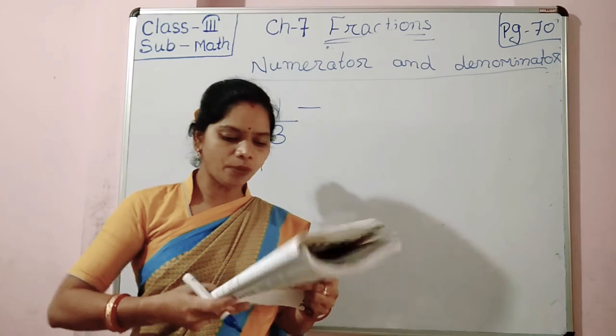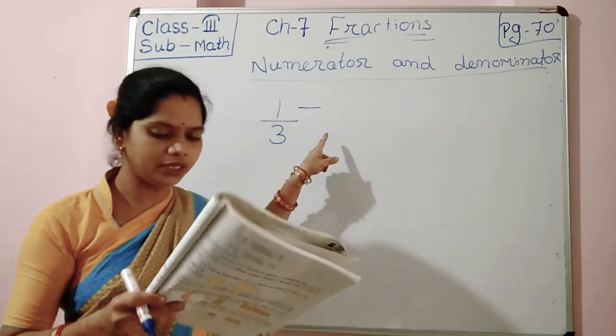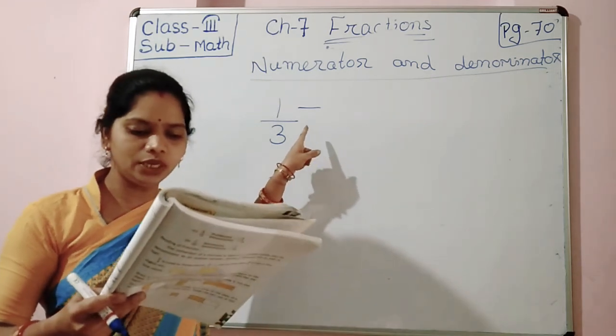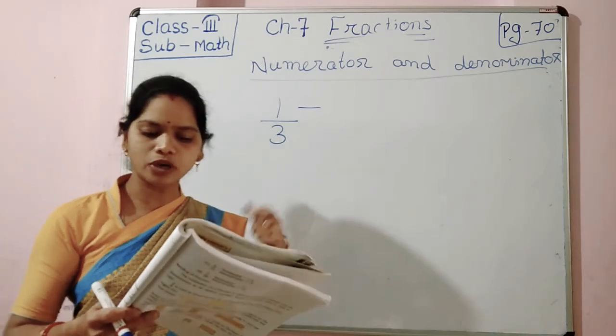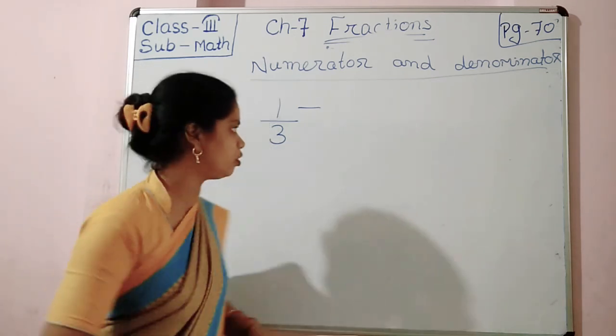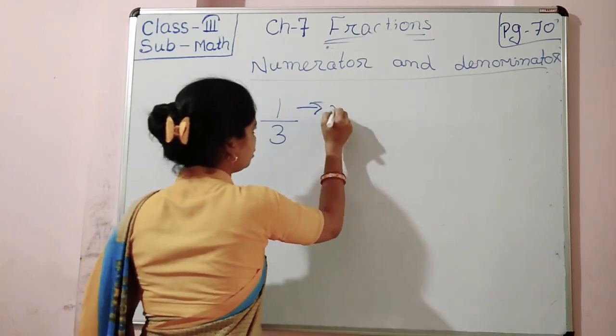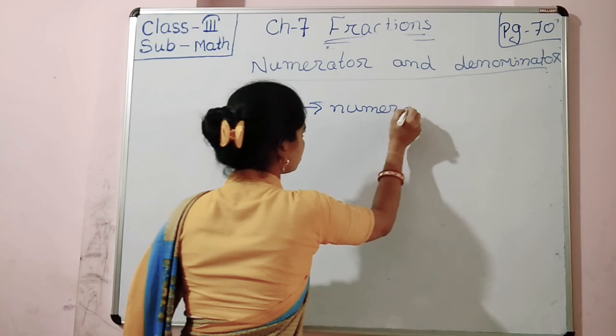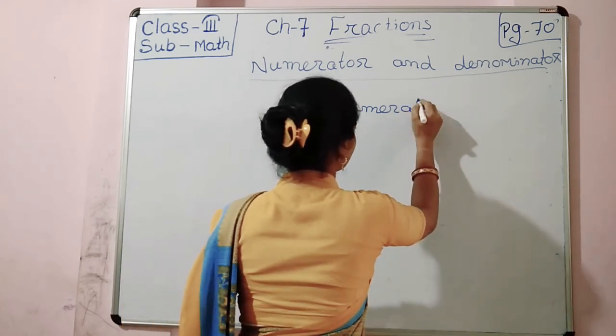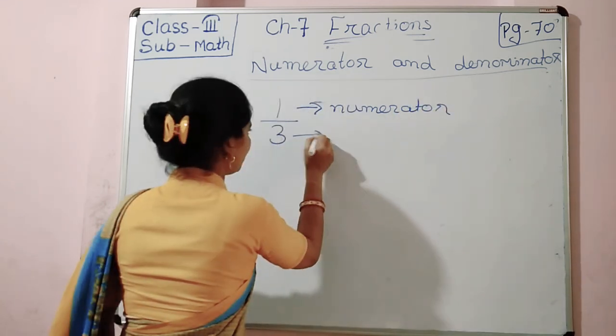Look, the numerator, the top of the fraction, indicates how many of those equal parts have been taken for consideration. It is known as the numerator. Always the upper part of the fraction is the numerator. And the lower part is called the denominator.